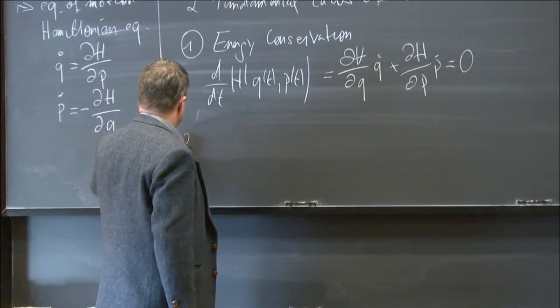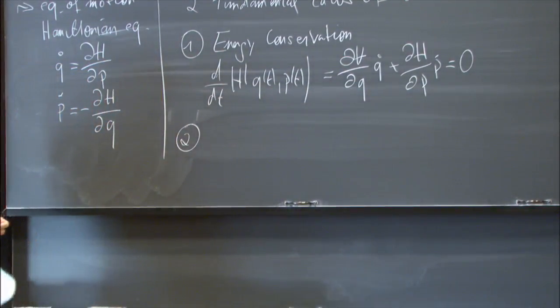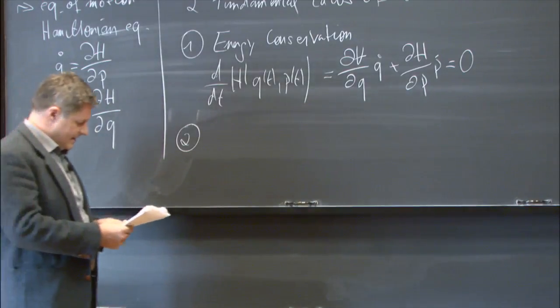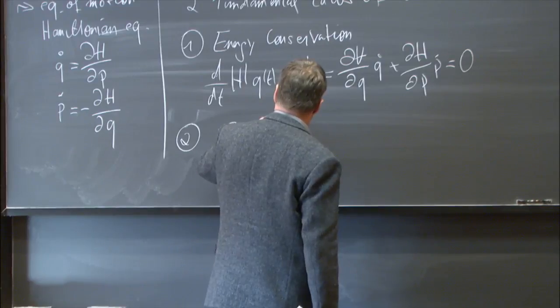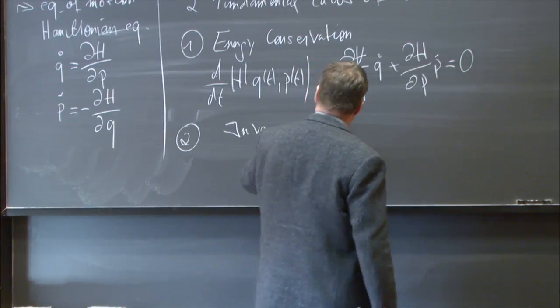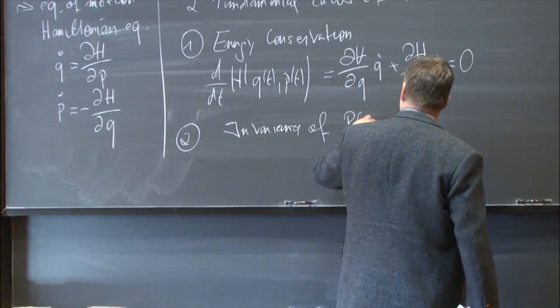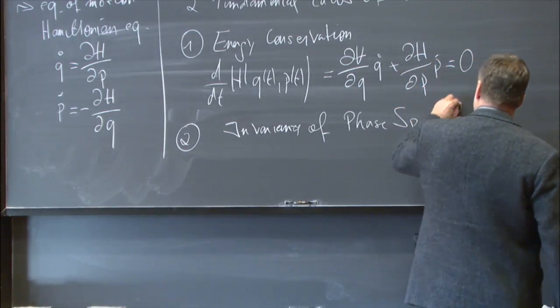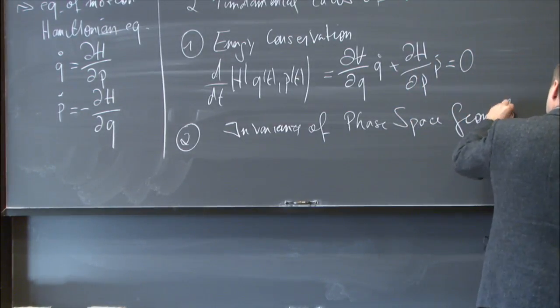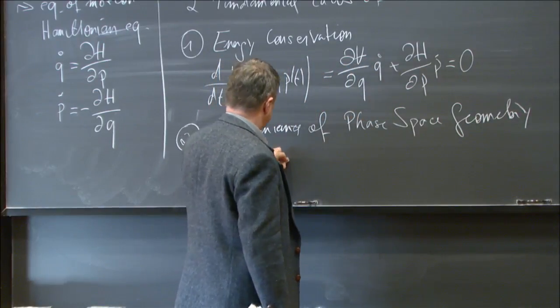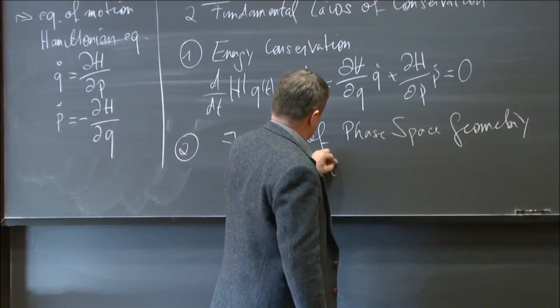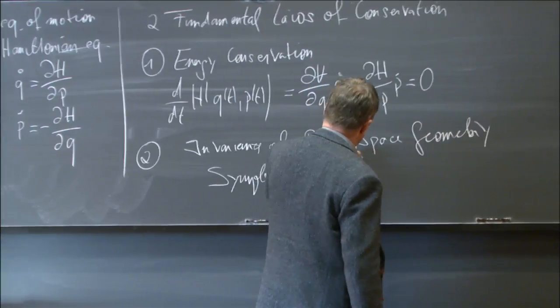So what is the second law of conservation? The second law of conservation will be the invariance of the phase space geometry. And this is exactly where symplectic geometry arises.